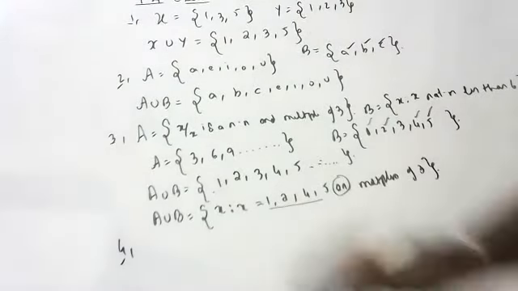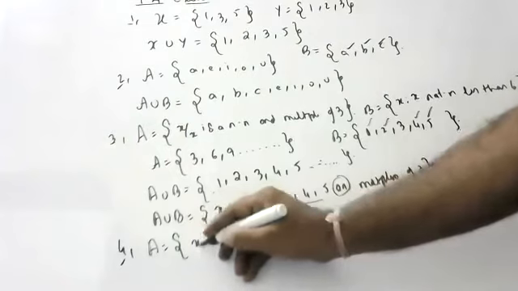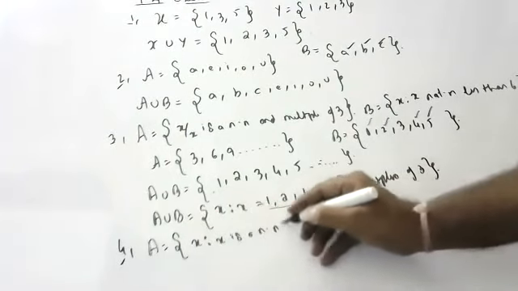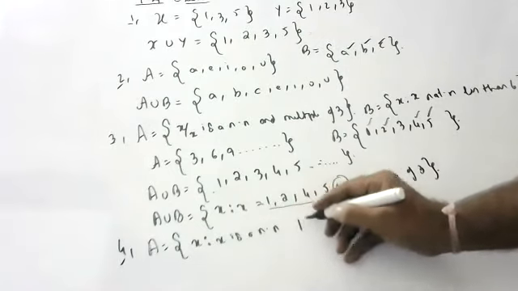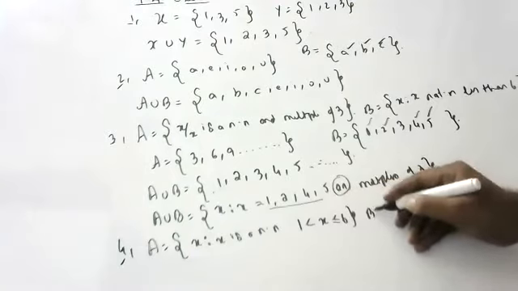Okay. Yeah, children, next one. I am giving it in set builder form. First you see and tell me what the answer is. A is X such that X is a natural number lying between 1 and 6. This is the first one. And check B, children.